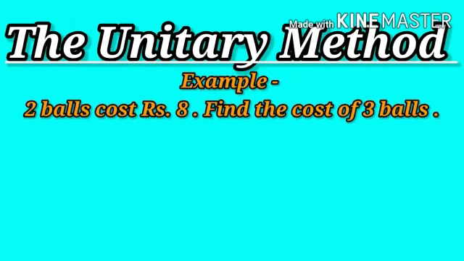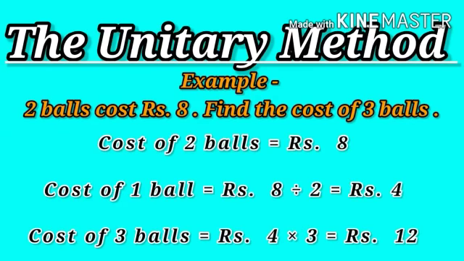For example, 2 balls cost rupees 8. Find the cost of 3 balls. Now we have to find out the cost of 1 ball, then we can find out the cost of 3 balls. So the cost of 2 balls is equal to rupees 8. The cost of 1 ball: many to 1 is division, 8 divided by 2, which is equal to rupees 4. Now we have to find out the cost of 3 balls. So 1 to many is multiplication. The cost of 1 ball is rupees 4. The cost of 3 balls is equal to rupees 4 into 3, which is equal to rupees 12.